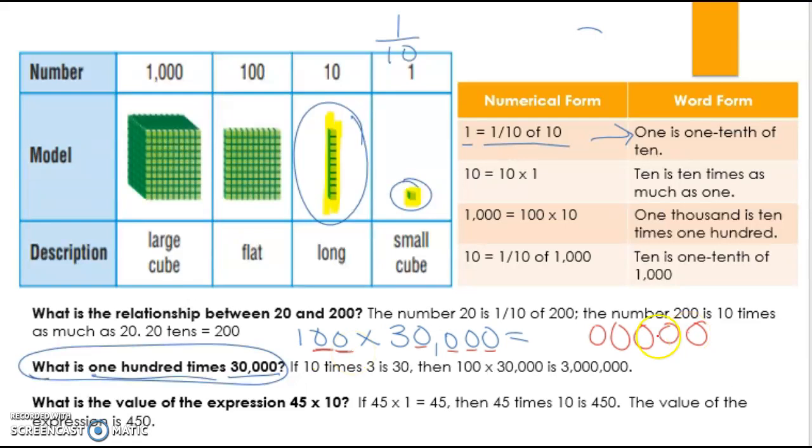We have 1, 2, 3, 4, 5, 6. And then we know that 1 times 3 is 3. What is the number? Well, let's count the digits. 1, 2, 3. There should be a comma here because this is the ones period. 1, 2, 3. There should be a comma here because this is the thousands period. What is 100 times 30,000? It is 3 million. You may pause the video and look at the other questions or rewind to hear this again.